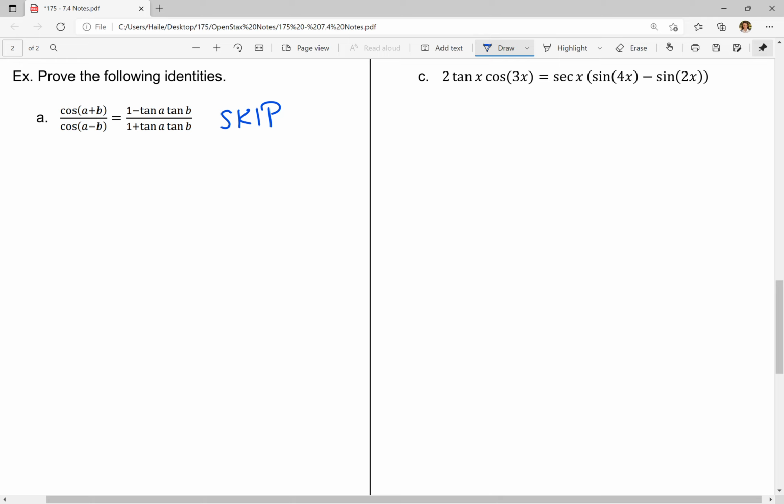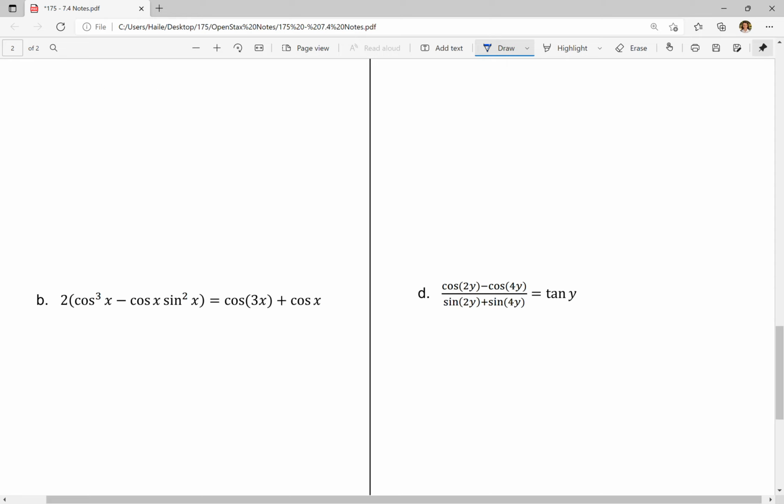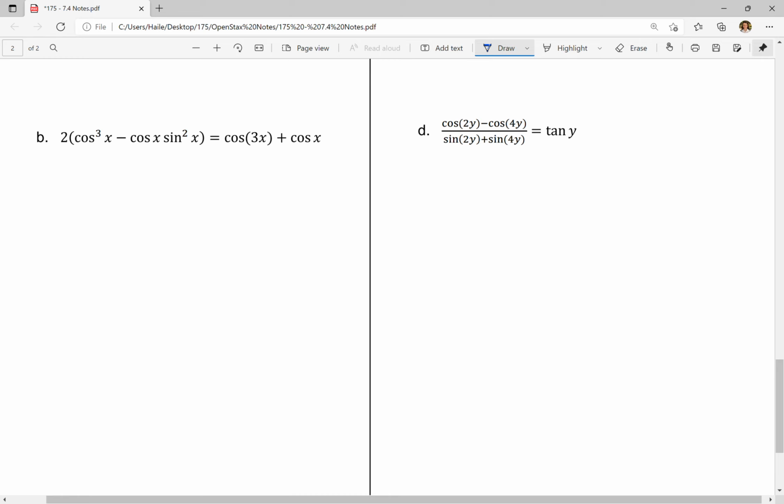However, if you would like a challenge and you really want to test how well you can prove identities, you're welcome to work that, but you can do that on your own time. We're going to move on to example B, because this one's a little bit shorter, a little more in our line of what we want to be doing.